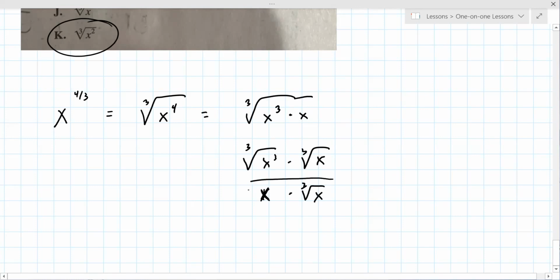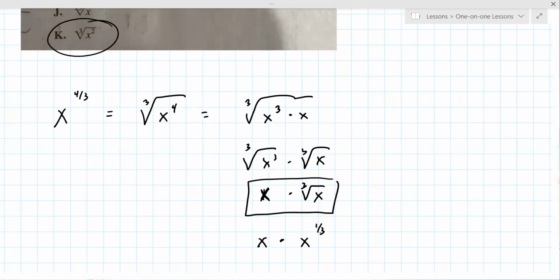And this is the cube root of x. So one possible way the answer could be presented is like this. It could also be presented as x times x to the 1/3 power. Okay, so there's a variety of ways to do this. Now we can also do this with numbers. That might be easier to see.